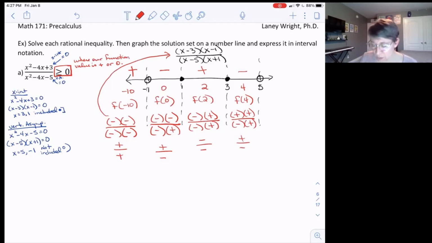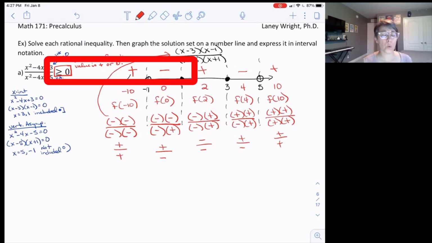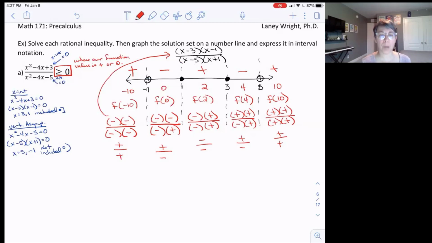So you need to know your multiplication signs. And then the very last one, we can plug in 100 or 10, it doesn't matter. F of 10, they're all going to be positive. So we get a positive over positive, so that interval is positive. So let's color in the intervals that satisfy the original problem. Remember, the original problem was greater than or equal to 0. So we want to find out where our function value is positive or 0.